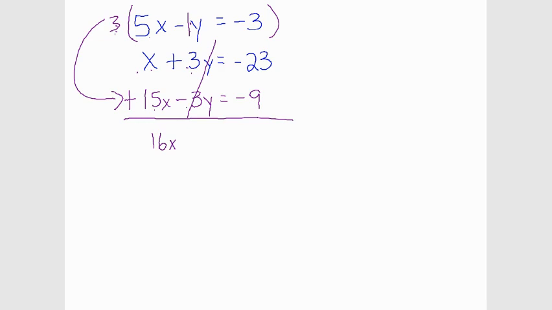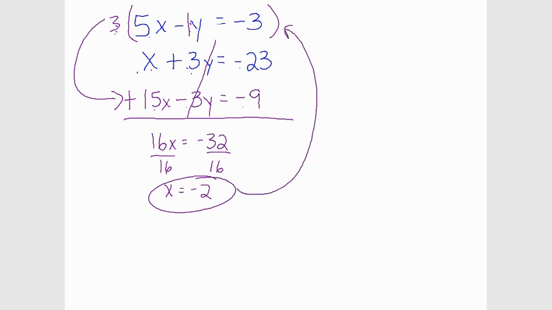We want to eliminate one of the variables so that we can work through it with just one at a time. And then negative 23 minus 9 is negative 32. And we divide by 16, and we see we get x equals negative 2. Okay, awesome. Let's go ahead and plug that back into, I'll plug it into this one to solve for y.